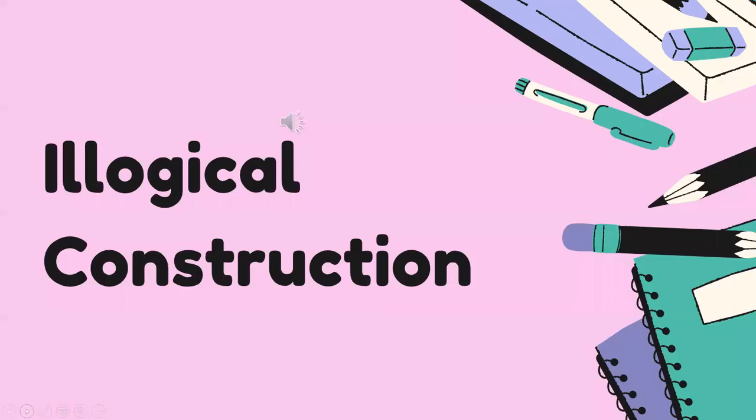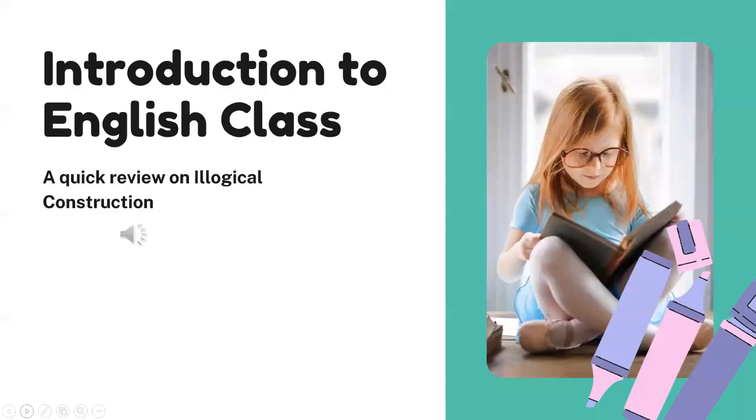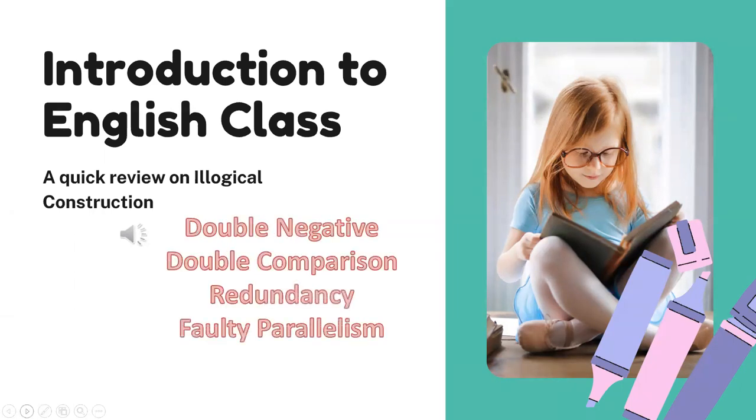Hello, grade 9. We're still on illogical construction. Let us master this topic so we can surely avoid committing the same mistakes. Last meeting we discussed all about illogical construction. These are double negative, double comparison, redundancy, faulty parallelism, and wordiness that we need to avoid when we construct sentences.